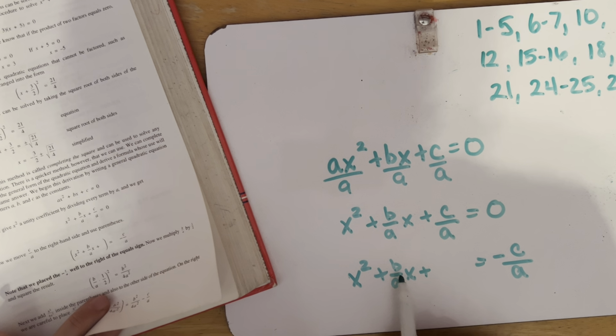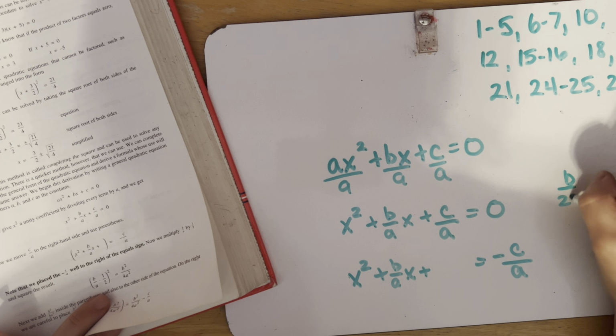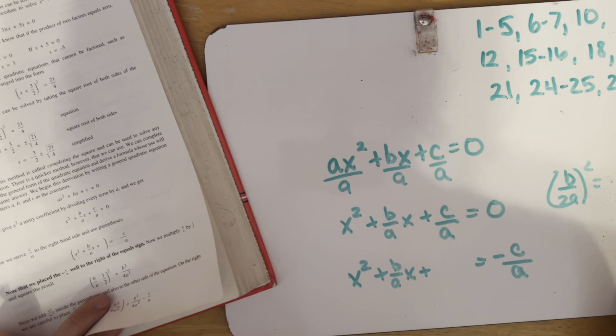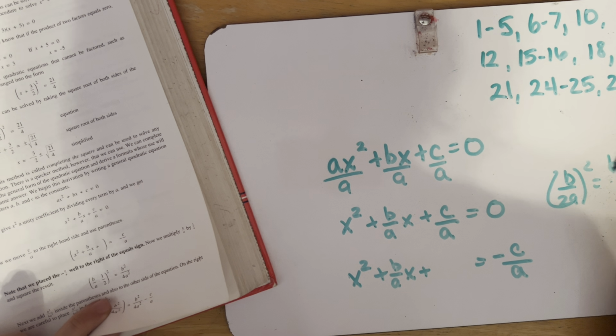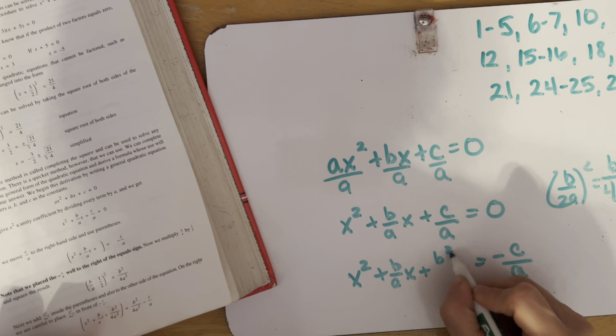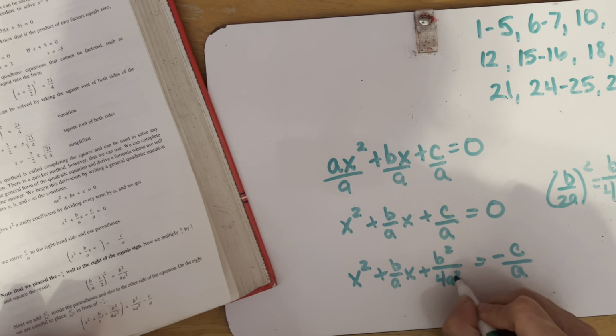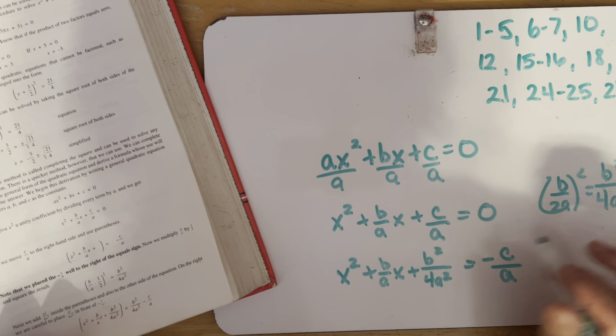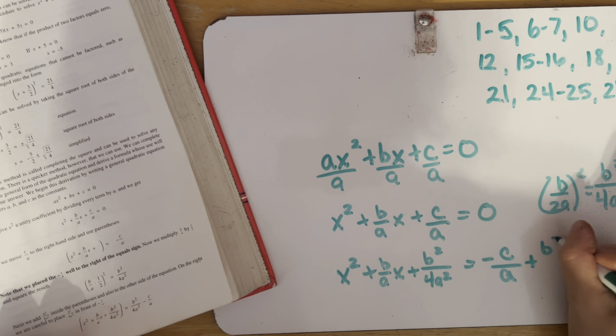Okay, now whenever I complete the square, I take half of my middle term and square it. So I have b over 2a, and I need to square that. So I'm going to do that over here so you can see it, which gives me b squared over 4a squared. Okay, I guess I could have just written that here, but I want to make sure you see where that came from. Okay, and whatever I add to one side, I have to add to the other side.